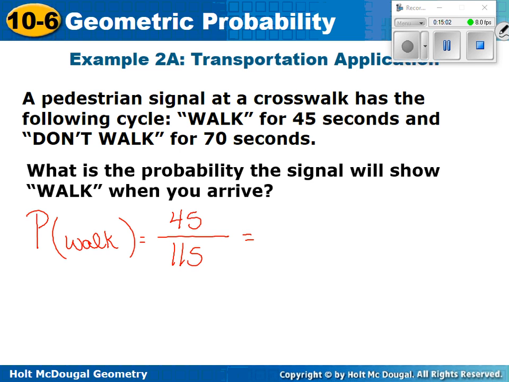Simplify that. What does that reduce to? You could leave it as 9/23, or you could type that into your calculator and round to the nearest whatever, if it doesn't tell you. Again, I will accept your answers on your homework either as fractions or as percentages. You choose how you want to write your answer. Just round appropriately if you round it. Any questions here? Okay, moving on.